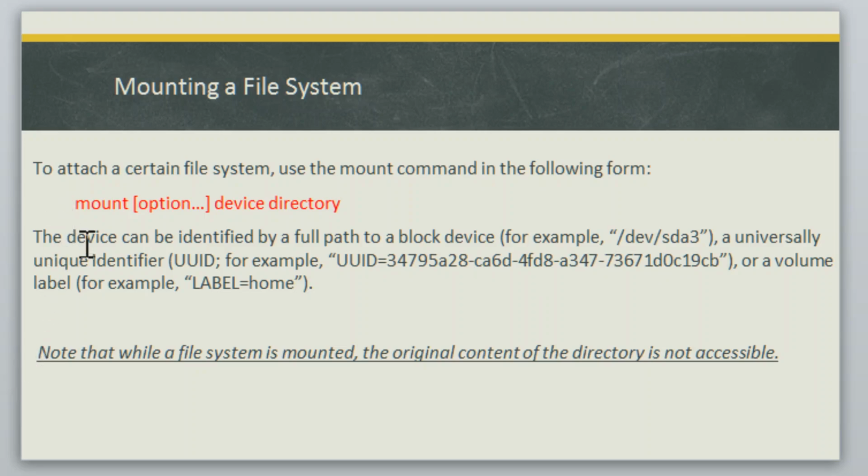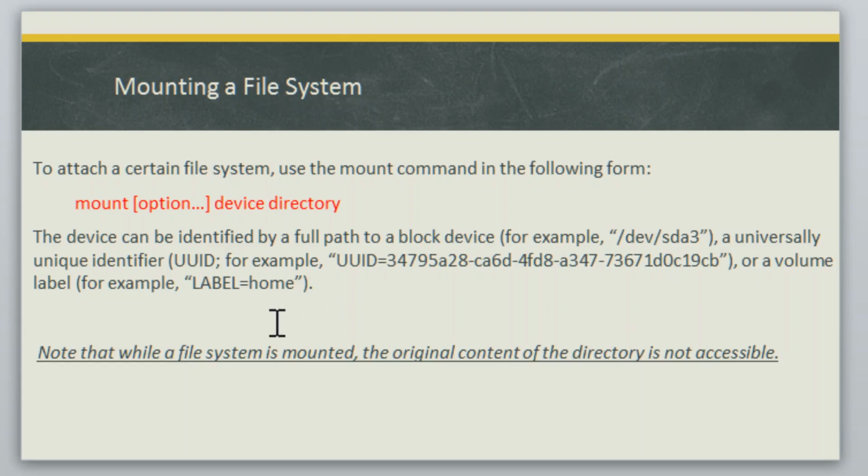So the device can be identified by a full path to a block device, for example, /dev/sda3, which, remember guys, this means this is going to be the first disk and the third partition. Or we can use a universally unique identifier, or the UUID, for example. The UUID is going to be equal to this long number here. So typically people will just go by this way of naming the device. But sometimes we can use the UUID, and that way we know for sure what we're using.